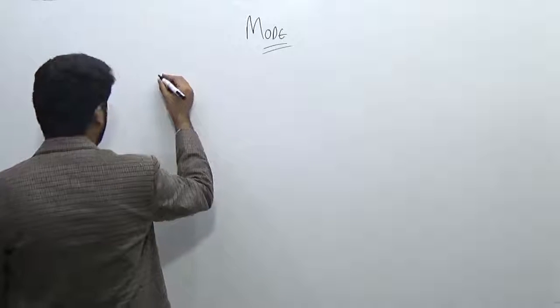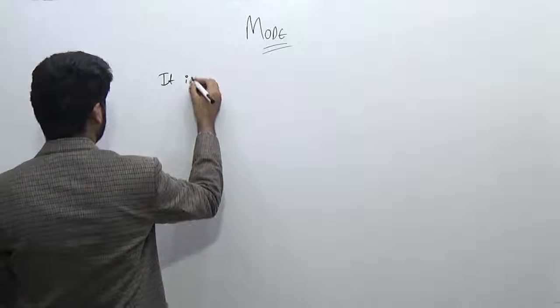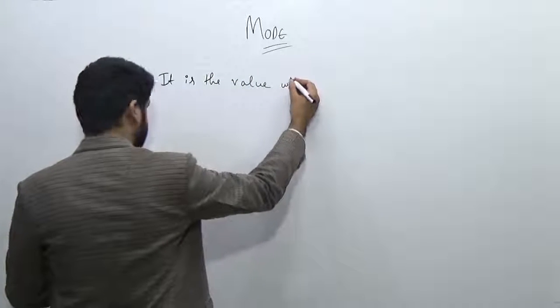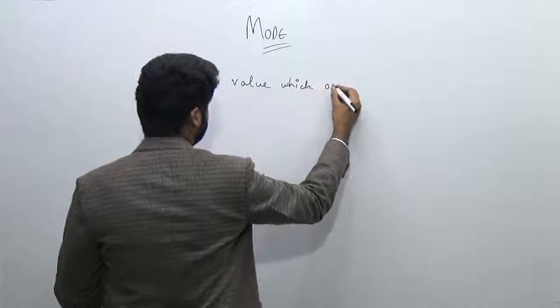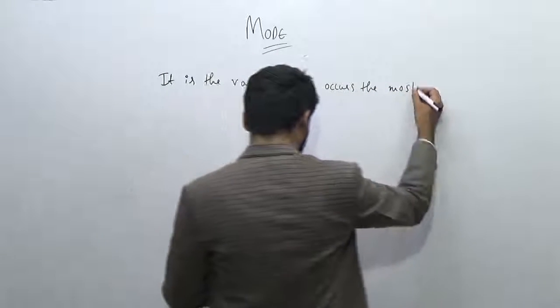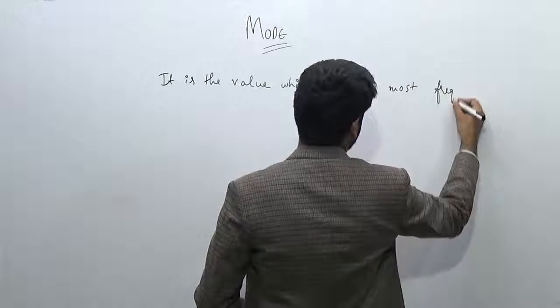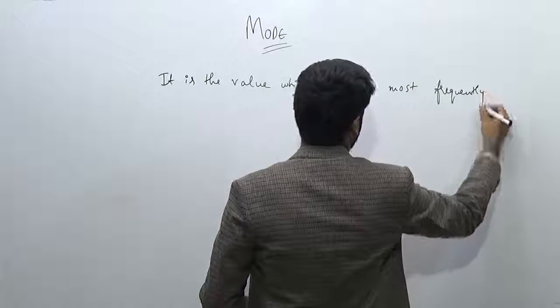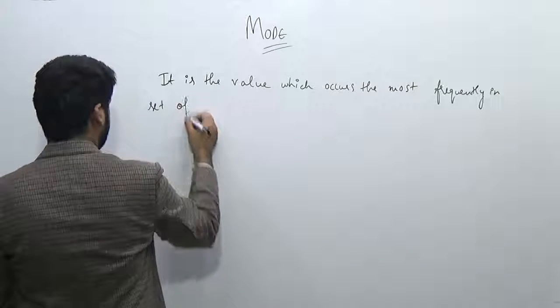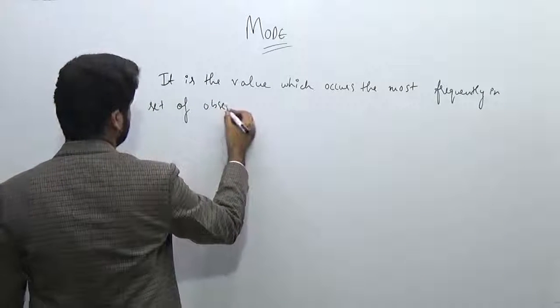Just note it down. It is the value which occurs the most frequently in the set of data, in the set of data or set of observations.